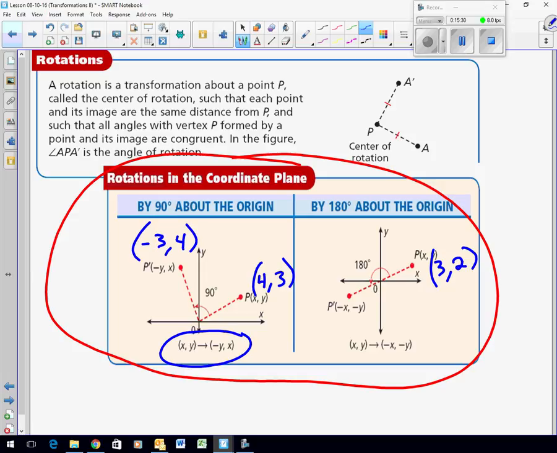See, in a 180 rotation, you don't have to flip x's and y's. You just have to take the opposite of each. Okay? You just take the opposite of each. So this is your rule for 180. Here's a 180 degree rotation. Here's a 90 degree rotation.